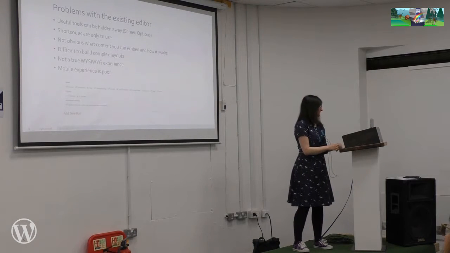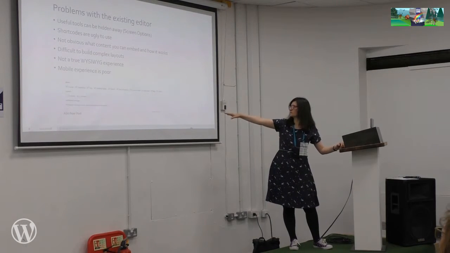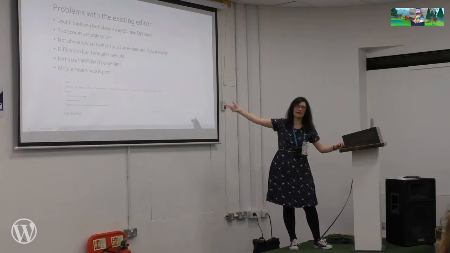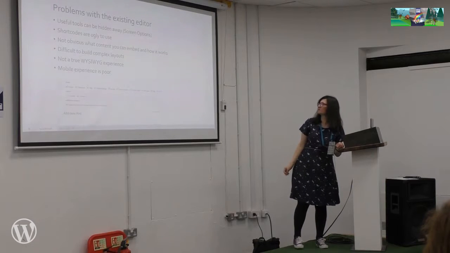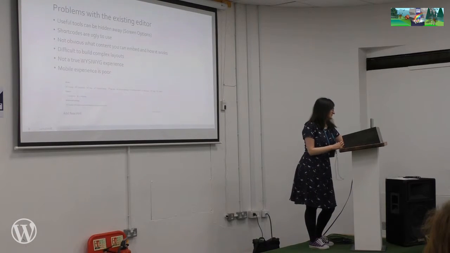So, just summarizing some of the problems that we have with the existing editor. If you look down at the bottom, we've got the screen options section, and there are a number of different options there. In this screenshot, I've ticked all of them, but not everybody knows that this screen options section is here and that these boxes are here, and ticking all of them actually opens up new options in the editor. I've already mentioned shortcodes.